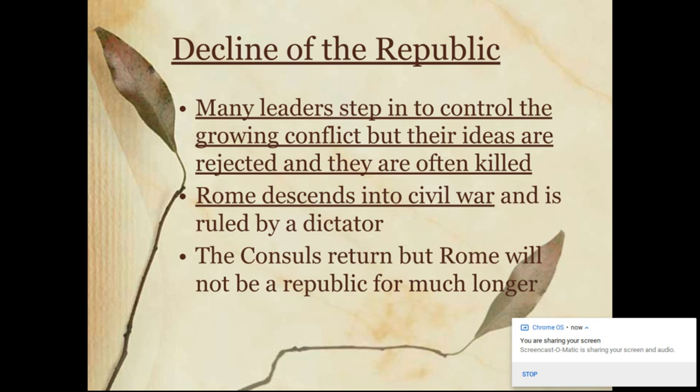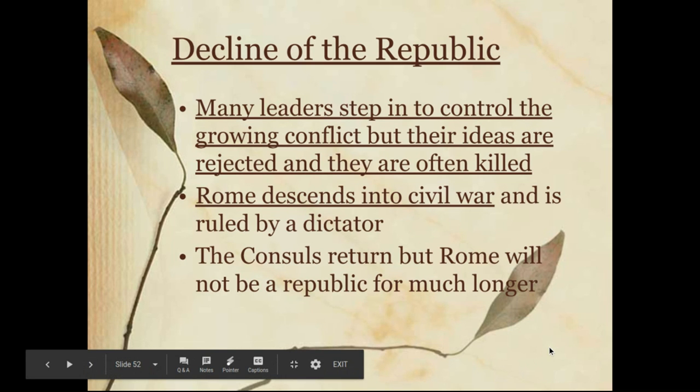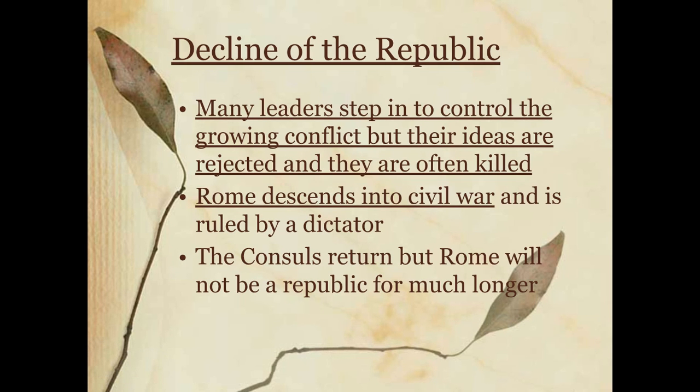You had a lot of leaders who tried to step into control and fix things. They weren't successful. There are a couple of guys who thought, hey, if we just do this or if we just do that, we can actually help people. And most of the time, the Senate was like, no, we don't want you doing anything to help the poor. We like things the way they are. So sorry, deal with it. Rome was pretty much crumbling.